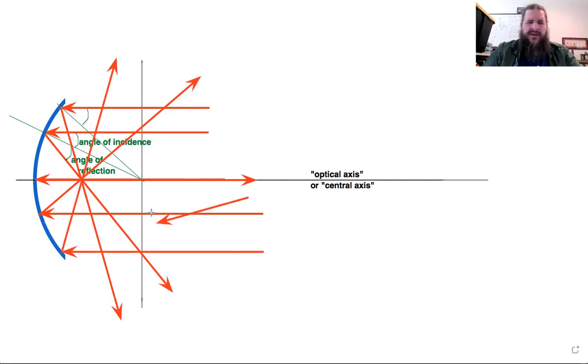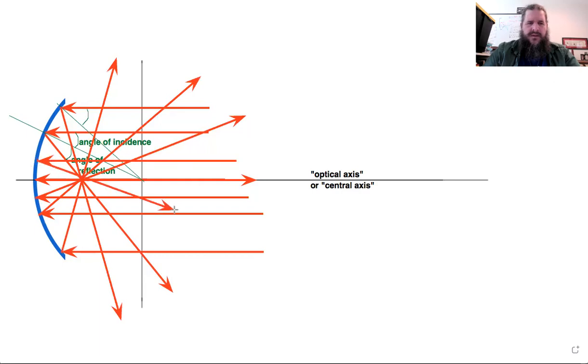So all these incoming parallel rays bounce off straight towards and through that one point. And what do we call that one point? Yeah, this point is the focal point, or the focus. This is how we define the focal point. The focal point is this one location that all of the incoming rays of light, or all of the reflected rays, pass through if those reflected rays came from parallel rays originally.